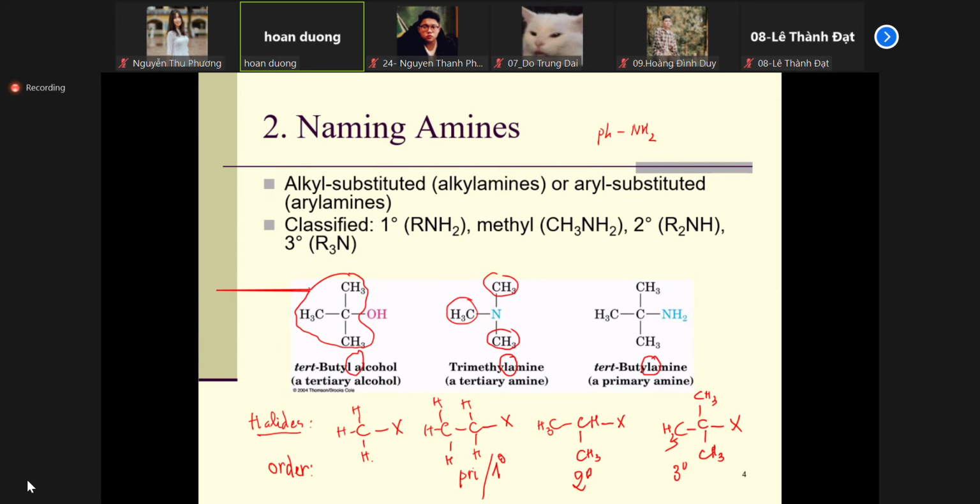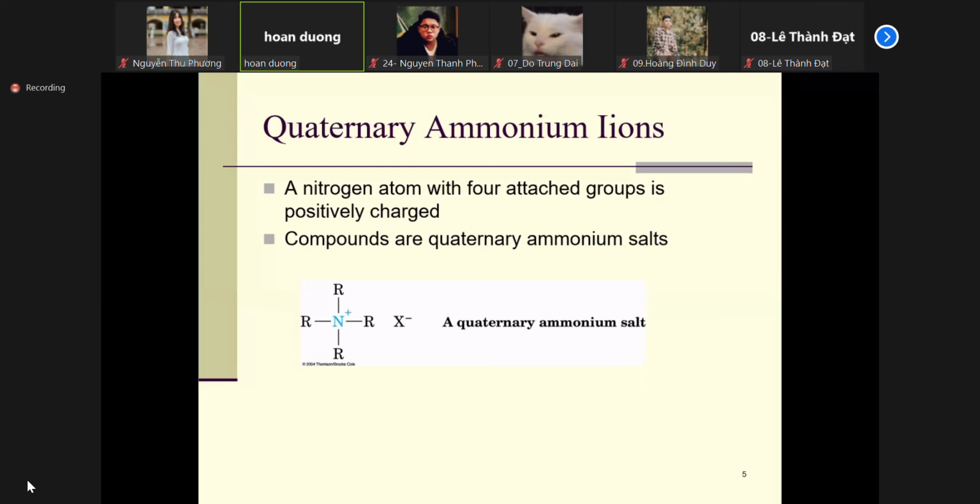Rồi, now, so now how they put the name. We have one more very special amine. We call a quaternary ammonium ion. Another word we could say in Vietnamese is amine bậc 4. But actually it's not really right. I think to say quaternary ammonium is a much better understanding than to call it amine bậc 4, right?